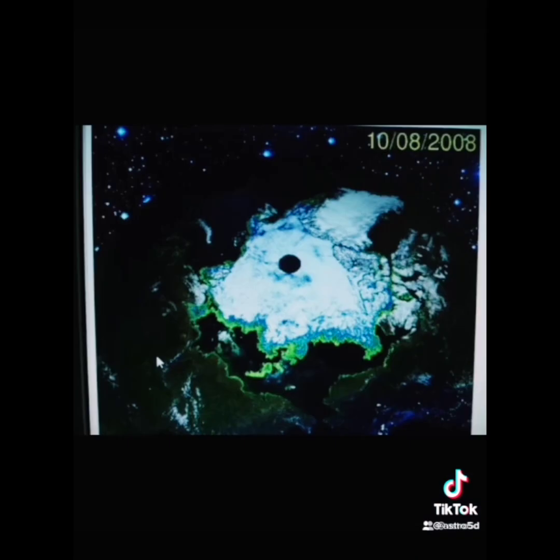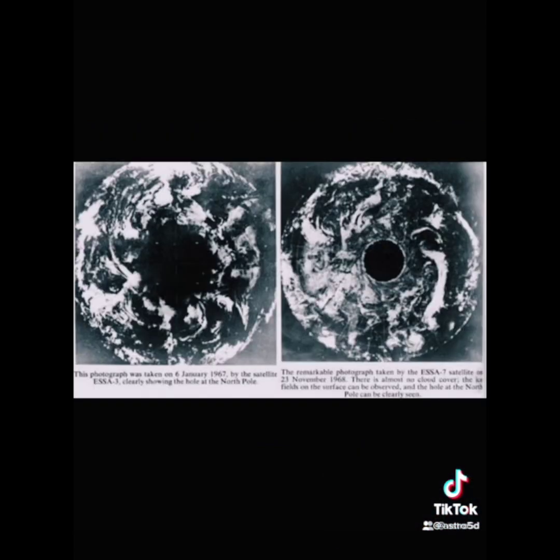Here's another image of the magnetic North Pole taken on a different day, again showing the hole at the center. Pilots can't fly over the magnetic North Pole. They're instructed to go around the magnetic North Pole. On the left, this is from January 6, 1967. On the right is from November the 21st, 1968. The hole at the center looks like an eyeball.